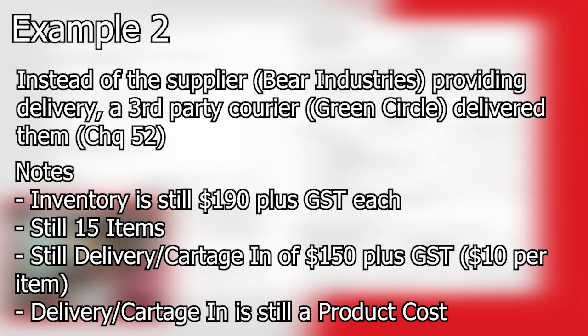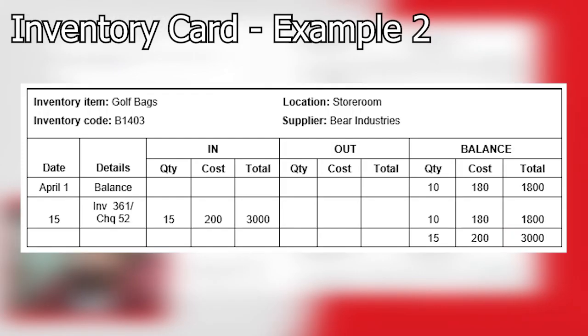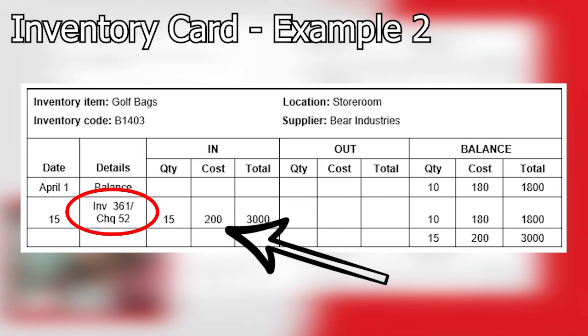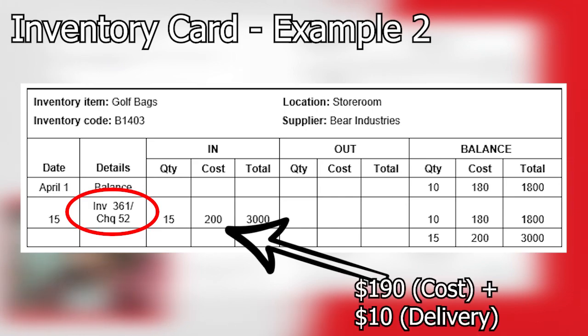How does that appear on our inventory card? So you see the 15th here. This time we've put both source documents in, invoice 361 and check 52, but the in still stays the same and the balance will still stay the same as the previous one. So the main reason we do this is to record the check, and because it's the same date, we can combine them.